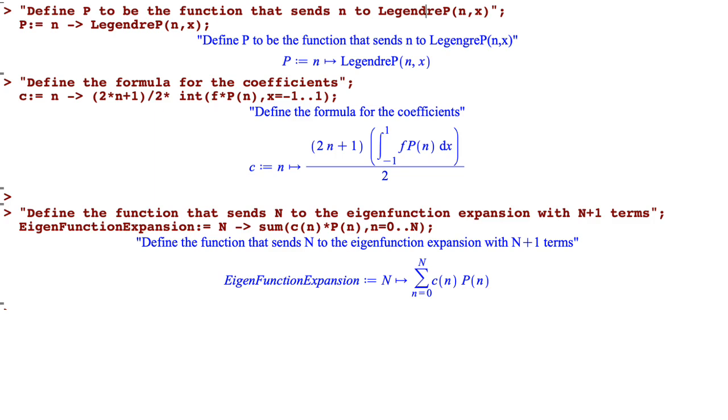The next line, the middle line here, is the formula for the coefficients. C sends n to 2n plus 1 over 2 times the integral from minus 1 to 1 of f times p sub n of x. And finally, we've defined the eigenfunction expansion in the bottom formula there. It's the function that sends capital N into the Nth partial sum of the eigenfunction expansion.